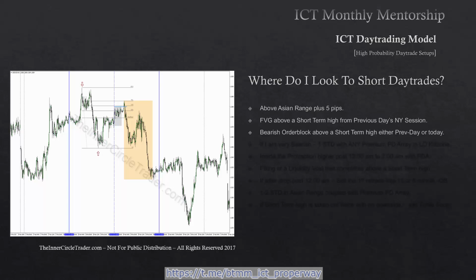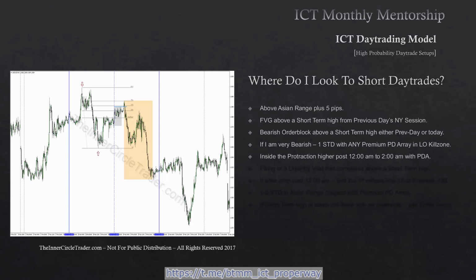Bearish order block above a short-term high, either previous day or today. In other words, if there's a bearish order block that resides in price action and there's a short-term high just below that we haven't raided yet, as soon as we trade above that short-term high and into that bearish order block, if it does that during London session, I'll go short there. If I'm very bearish, 1 standard deviation with any premium PD array in the London open kill zone, I can trade on that.